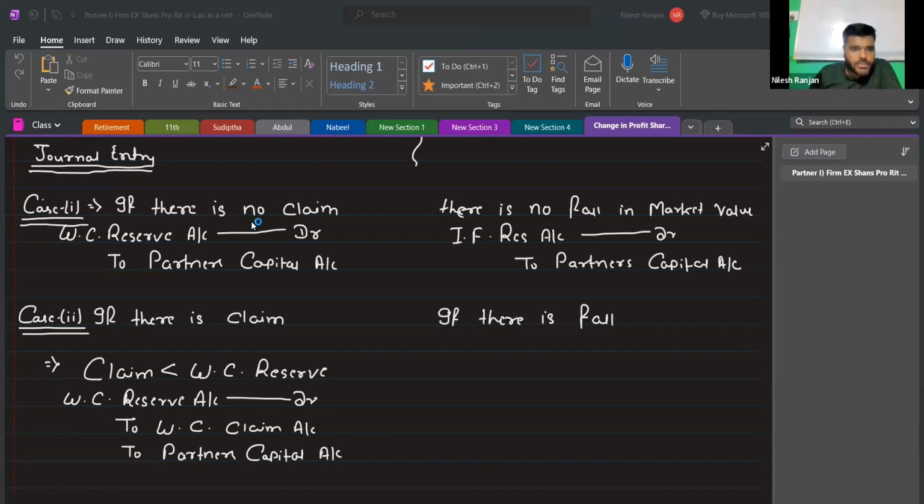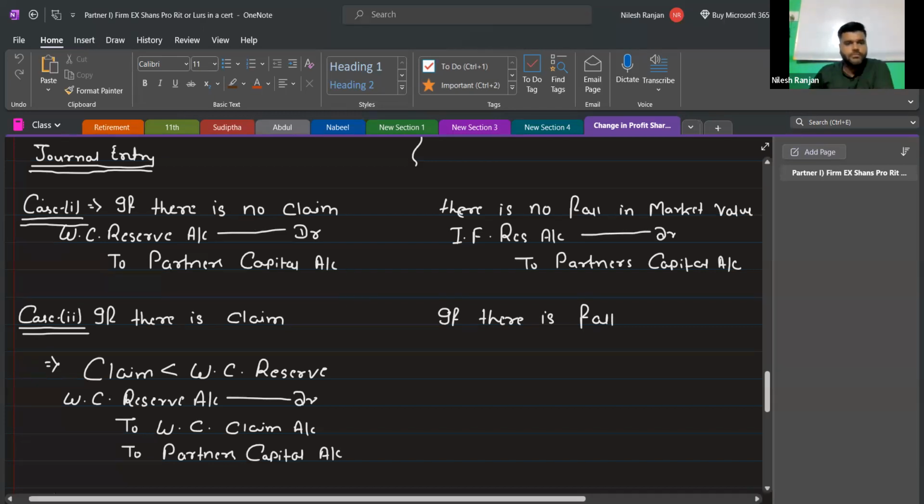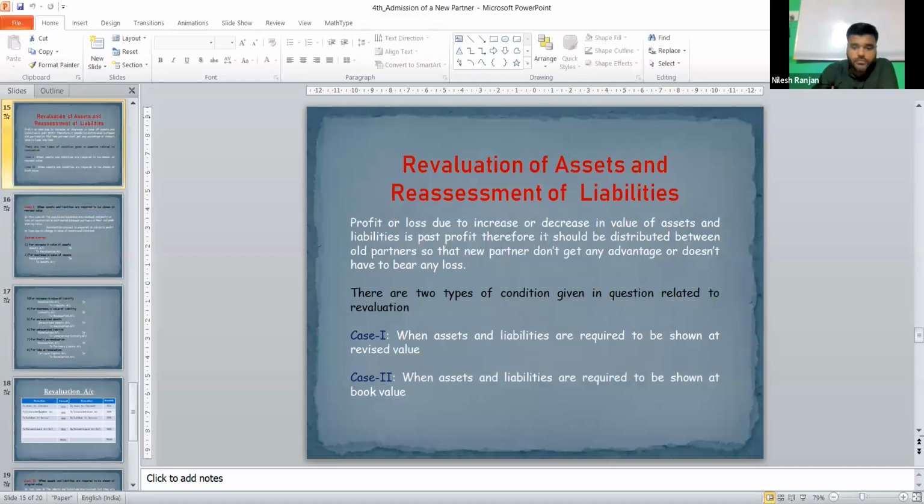In the previous class, we were discussing revaluation. That's when our network issue started. Okay, I'm sharing with you. You can see the revaluation of assets and liabilities in this presentation. It's loading. Yes, I can see.